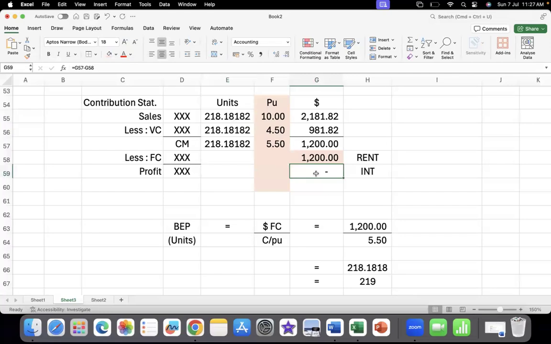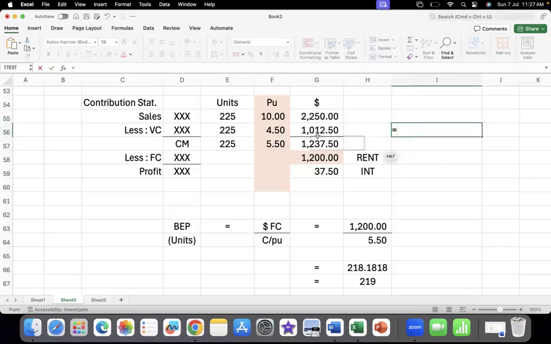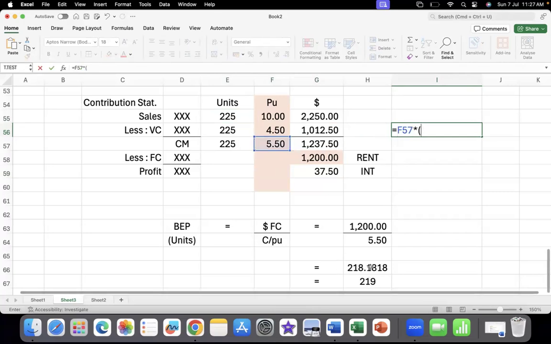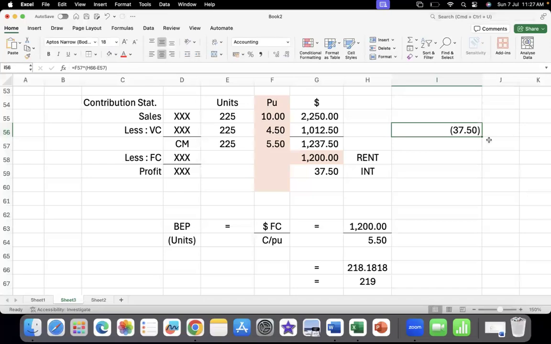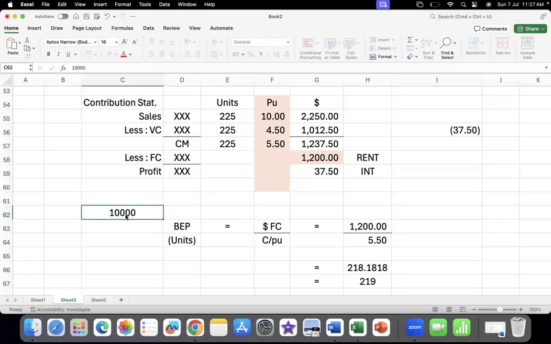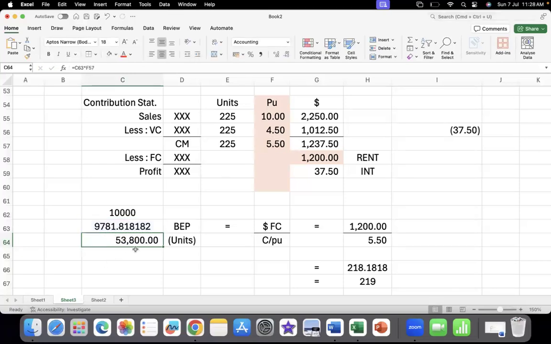The moment we cross 218, every one unit which you make is going to give you a profit equal to your contribution margin. So if I've produced 225 units, it is mostly equivalent to this. So if I multiply 5.5 by this minus this, it will be 37.5. So every single product which I sell beyond my break-even point is going to give me a benefit of 5.50. Every product. So for example, if you want to know my profit if I sell 10,000 units, I take 10,000 units minus my break-even point. These many products I'm going to sell, and on every product I get a profit of 5.5. So this would be my estimated profit.